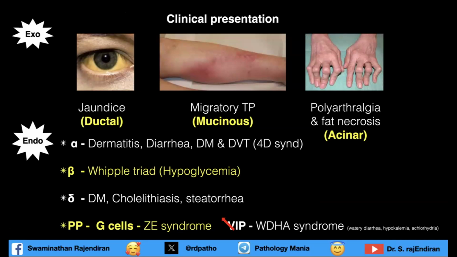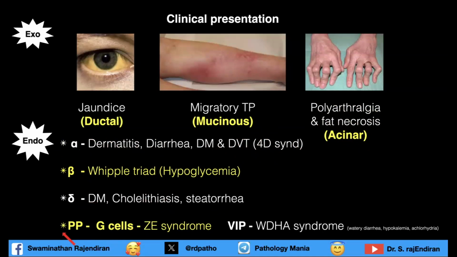stage 4. The mucinous lesions produce migratory thrombophlebitis, and the acinar tumors produce polyarthralgia and fat necrosis. The endocrine tumors, alpha cell tumors or glucagon producing tumors, produce 4Ds: dermatitis, diarrhea, diabetes mellitus, and DVT. The insulin producing tumors produce Whipple's triad. Somatostatin produces diabetes mellitus, cholelithiasis, and steatorrhea.